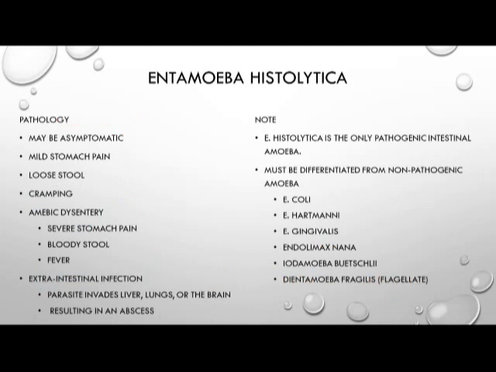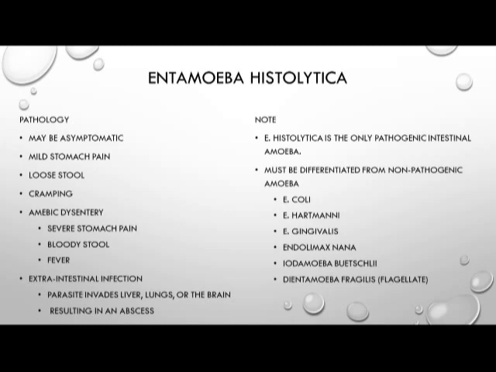Infection with Entamoeba histolytica can range from being asymptomatic on the lighter infection side, to mild stomach pain, possibly loose stool and cramping. On the more severe side, a condition known as amoebic dysentery can develop, with symptoms such as severe stomach pain, bloody stool, and fever. In addition, an extraintestinal infection can occur where the parasite invades tissues outside of its normal life cycle, such as the liver, lung, or brain, which results in an abscess known as an amoebic abscess.